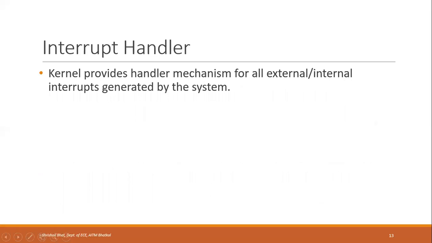And the last one we have is the interrupt handler. This provides a handler mechanism for all external or internal interrupts generated by the system. Those interrupts might come from some IO device which requires certain attention, or they may be some exceptions that have happened in the system. Whatever it is, they will generate an interrupt request. Whenever it is generated, it has to be handled properly by running a certain interrupt service routine, right? That is done by this interrupt handler service.